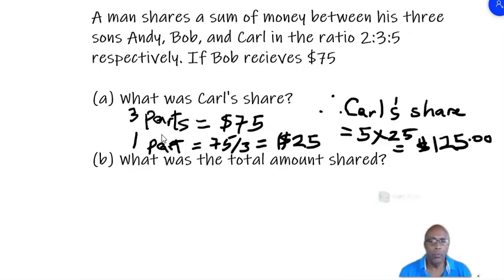Let's go to part B. What was the total amount shared? For that, let's find the total number of parts. The total number of parts is 5 plus 3, 8. 8 plus 2, 10. 10 parts.